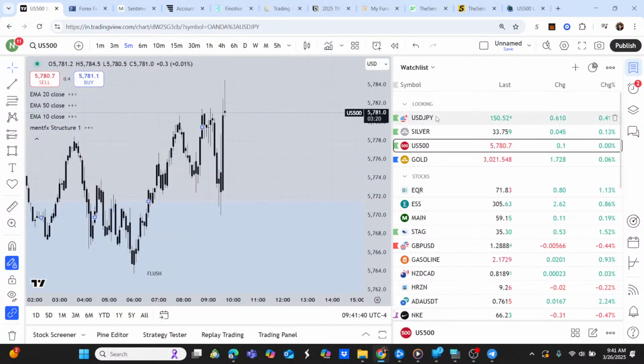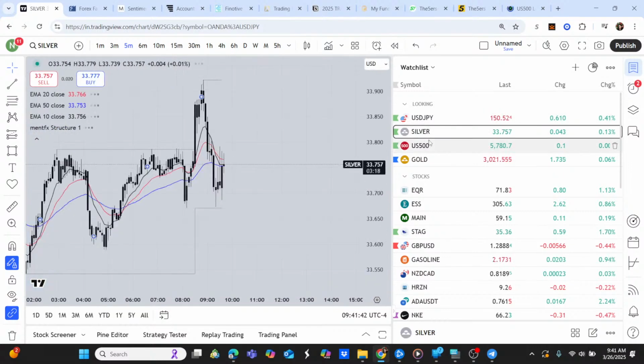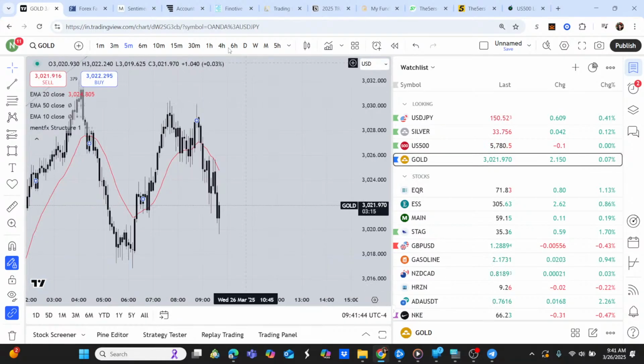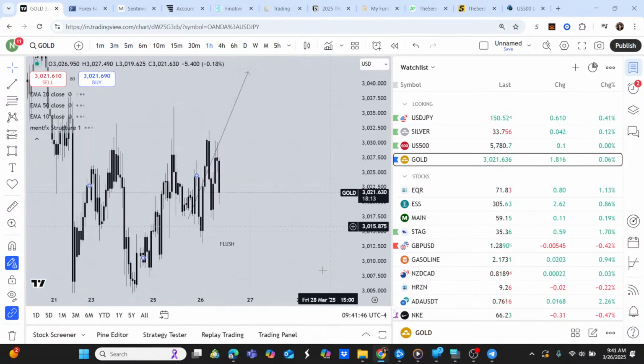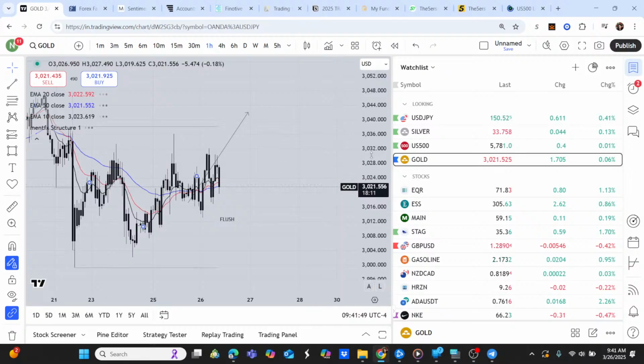Okay, so the main ones I'm looking at are USD JPY and silver right now. Everything else is not good.